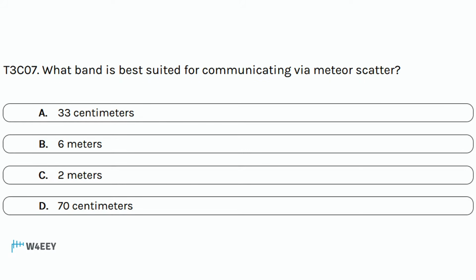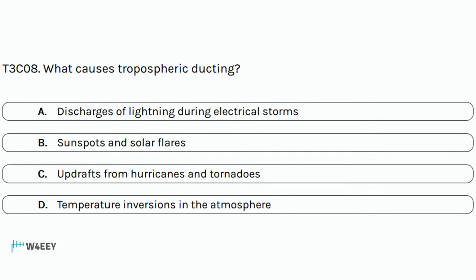Bravo. It's 6 meters because it matches the average length of the meteor tails. And what causes tropospheric ducting? Delta. Tropo, think thermal, think temperature inversions in the atmosphere.